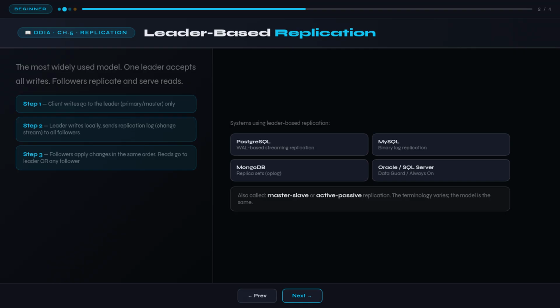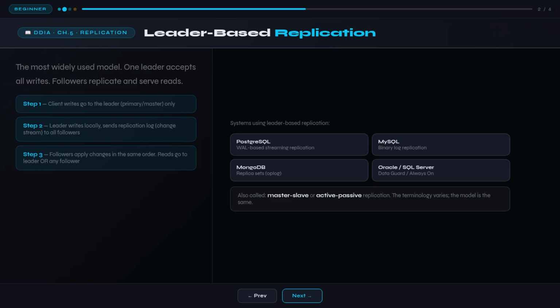Leader-based replication, also called master-slave replication or active-passive replication, is the most common approach. It's used by PostgreSQL, MySQL, Oracle DataGuard, SQL Server Always On, MongoDB, RethinkDB, and Espresso. When you use almost any relational database in production, you're almost certainly using this model.